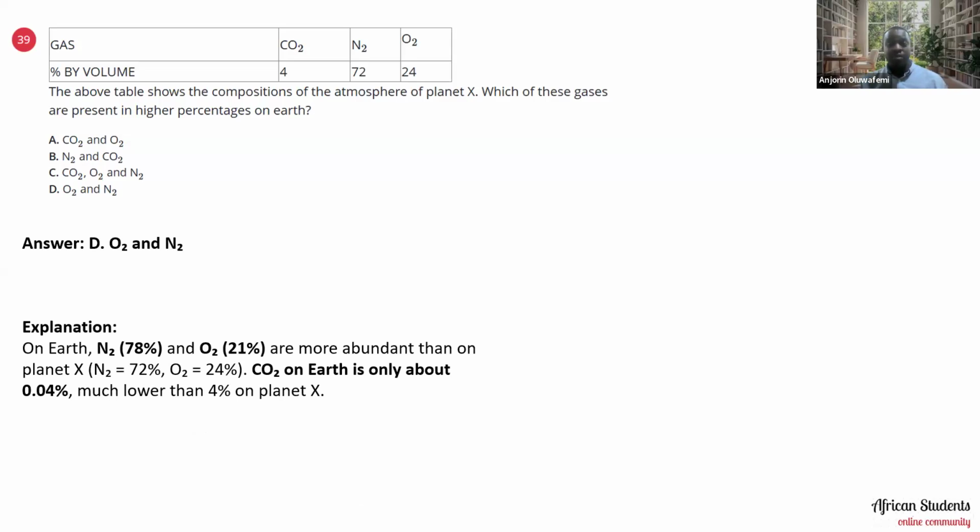Let's recap again. On Earth, nitrogen has a percentage of 78% in the air. Oxygen is 21% in the air on Earth, and so they are more abundant than on planet X. And for this one, you have your N2 to be 72 and your oxygen to be 24. CO2 on Earth is only about 0.04%, much lower than 4%. So oxygen and nitrogen it is then.